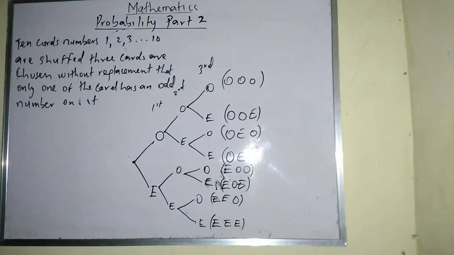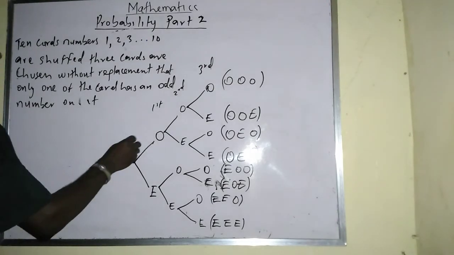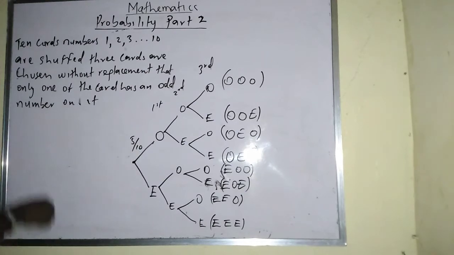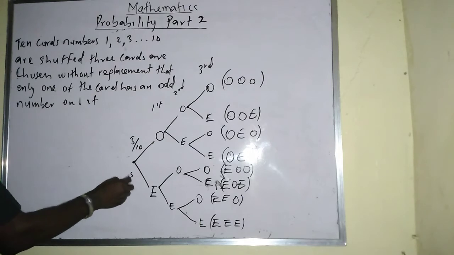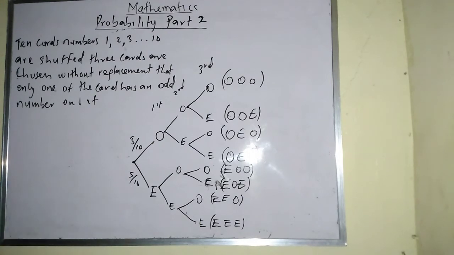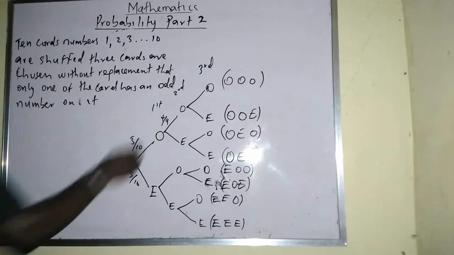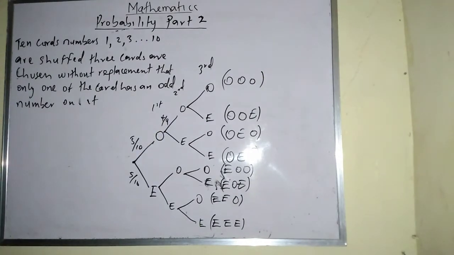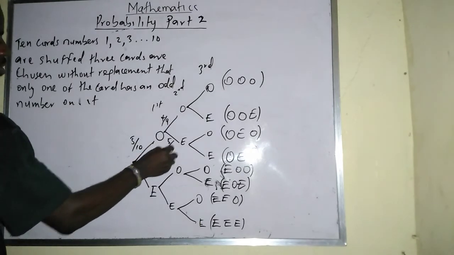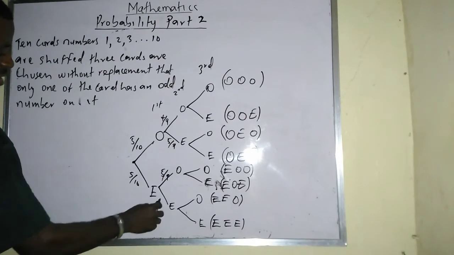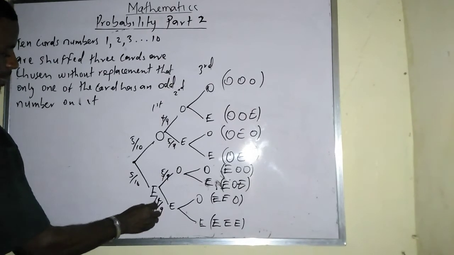That is very good. Now, how do I make this at this point? It will be 5 all over 10, which is 1 over 2 because there are 2 of them. 5 all over 10. At this point, it will be 4 all over 9, and this also will be what? 5 all over 9, 5 all over 9, 4 all over 9.